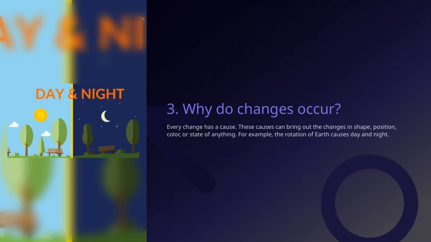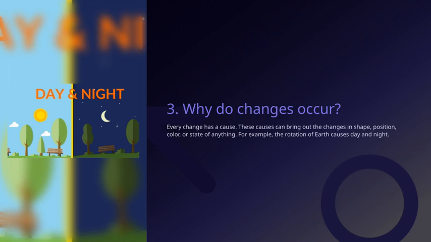Well, every change has a cause behind it. These causes are what lead to the different changes we see around us, whether it's in shape, position, color, or even the state of something. For instance, think about the rotation of the Earth. It's what causes day and night. This example helps us see how a cause results in a noticeable change.